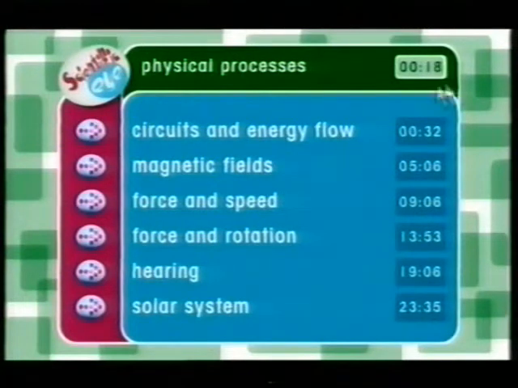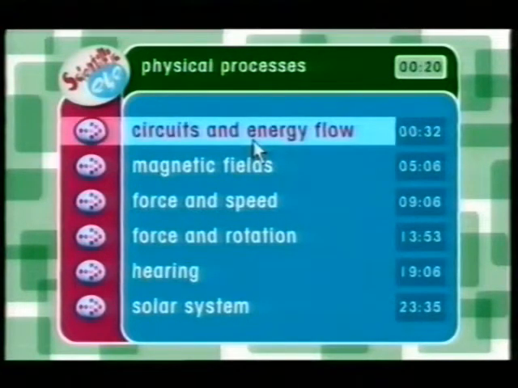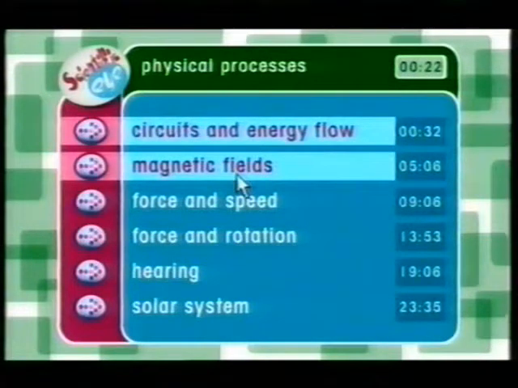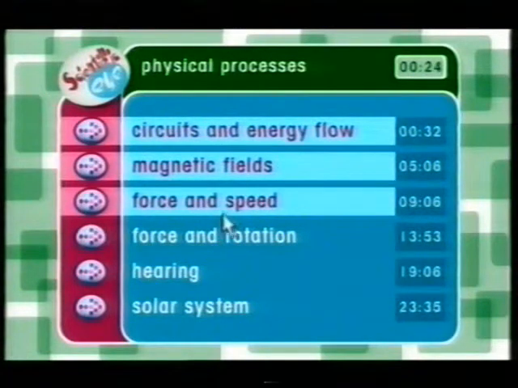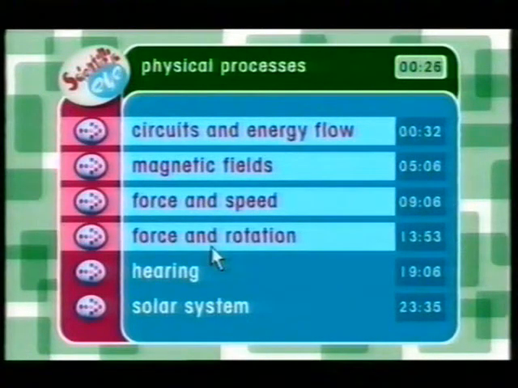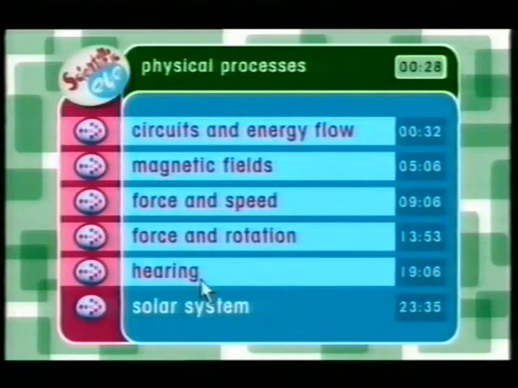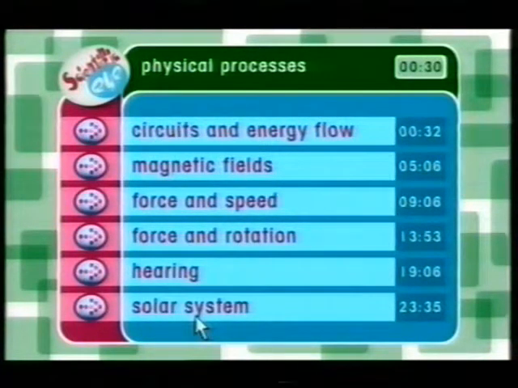This program helps you to revise circuits and energy flow, magnetic fields, force and speed, force and rotation, hearing, and the solar system. First up, circuits and energy flow.